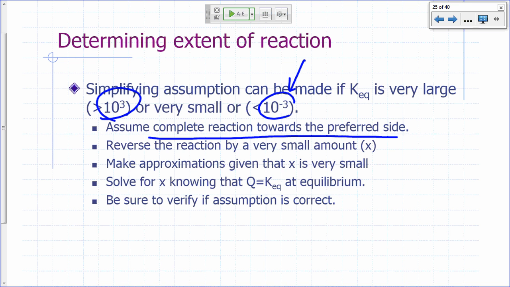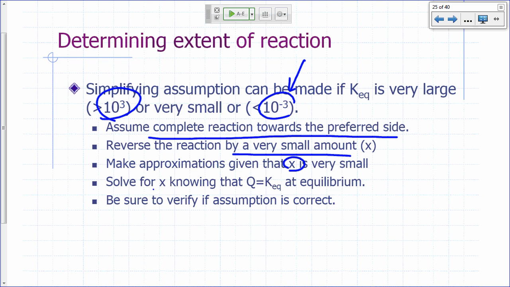And then what you do is you reverse the reaction by a very small amount, x, and then you can make approximations given that x is very small. So you can make some simplifying assumptions to make your calculation easier, you don't have to go through the quadratic equation and more complicated equations.